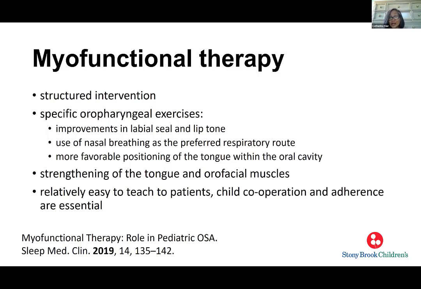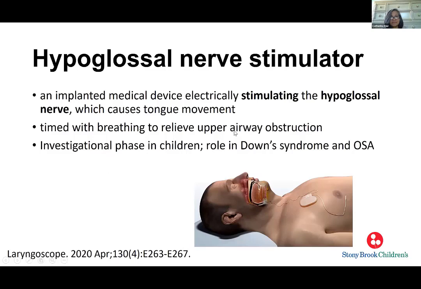Two ways to offset this: one, they can have an appointment with a speech pathologist, so they do it on a regular basis. And there's also what we call passive myofunctional therapy, where they have an implanted device that does these kinds of exercises or stimulation.